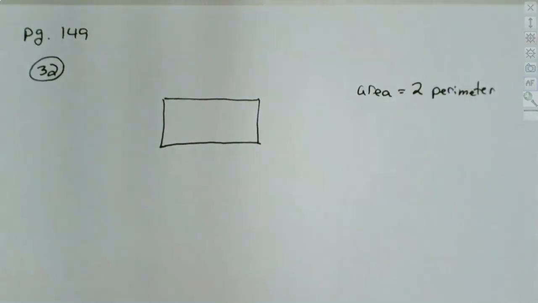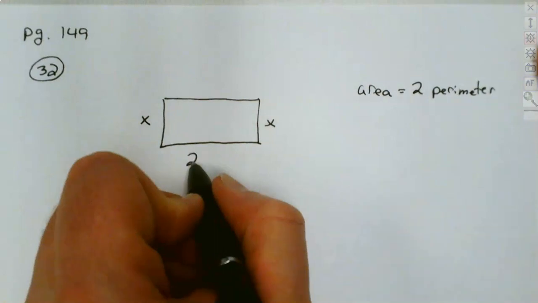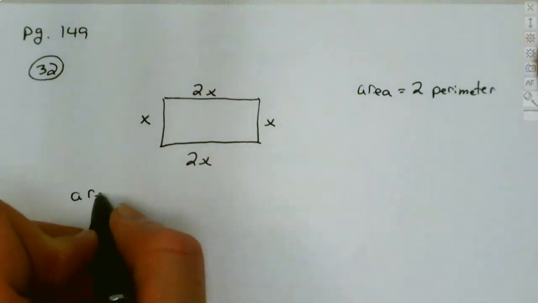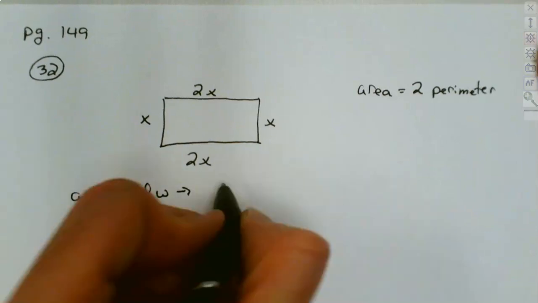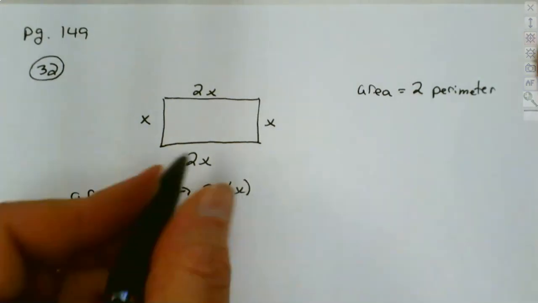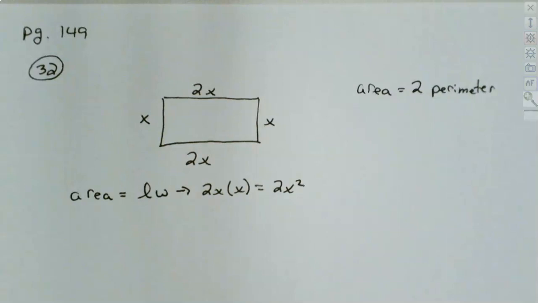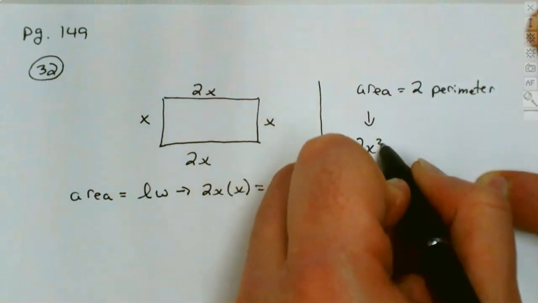Now, what do we know about this rectangle? Well, by reading it, we know that its length is twice its width. So I'm going to call the width x, and the length is twice, so it's going to be 2x. So let's find the area of this rectangle. The area would be the length times the width, and that would be 2x times x, which is 2x squared. That's the area. We're going to fill that in to build our equation.